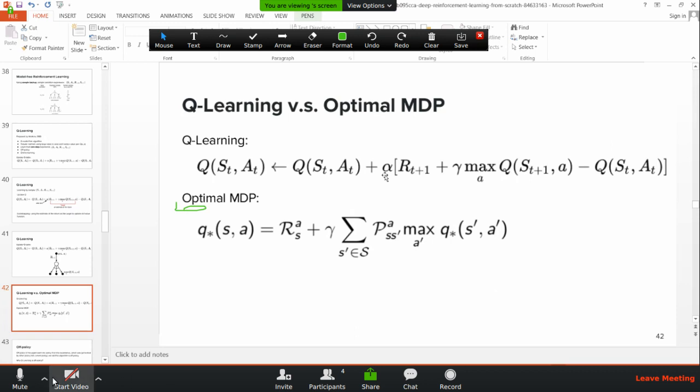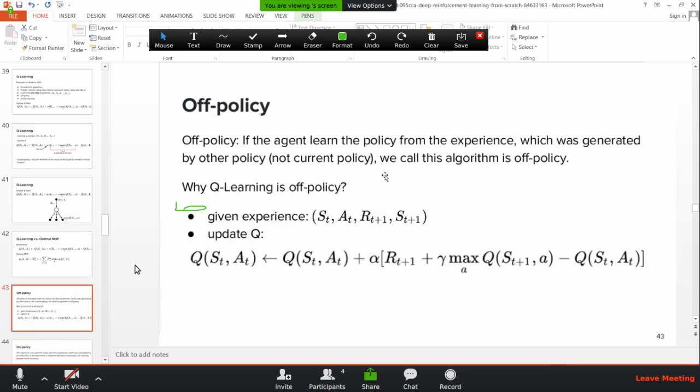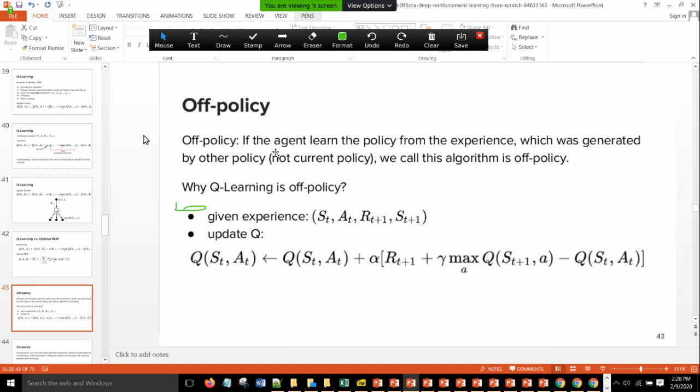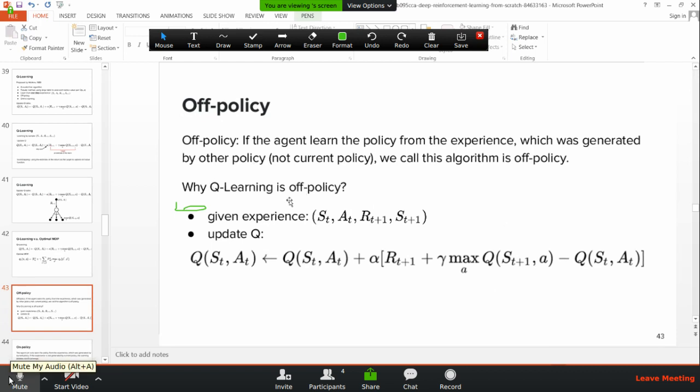And then coming to off policy. If the agent learns the policy from the experience which was generated by another policy, so instead of the current policy, if some other policies are there and you are trying to learn from those also, then it is called off policy, which we have already discussed. Q learning is off policy because it will learn from the experience of others also. There is something called an experience buffer or experience replay. That is a very important concept which we have to see.